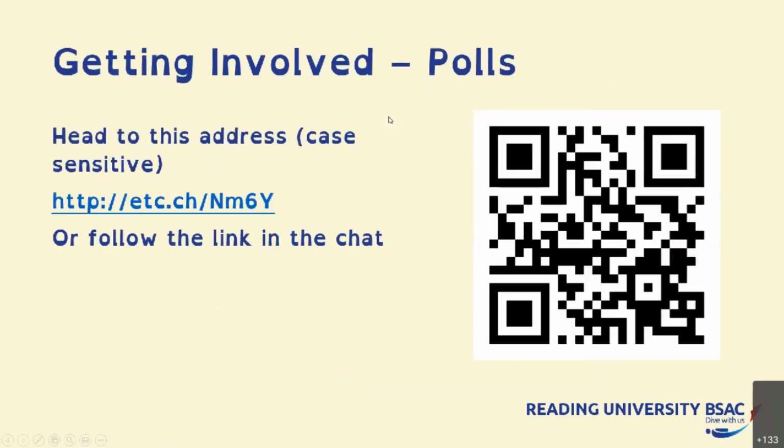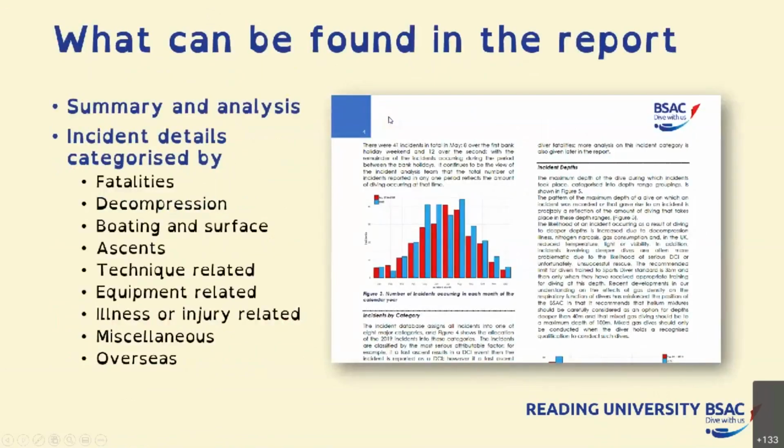So first of all, let's talk about the incident report itself. The incident report is available on the BSAC website. We're one of the few organisations that publish this sort of information. What it does is it summarizes and provides some high-level analysis of all of the incidents that are reported to BSAC throughout the year.